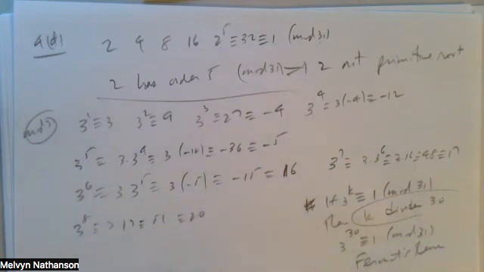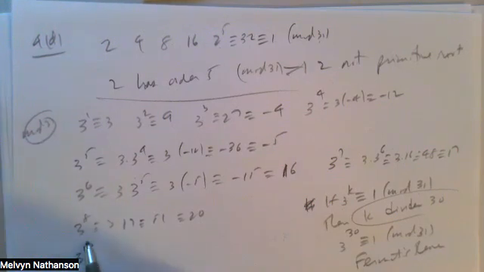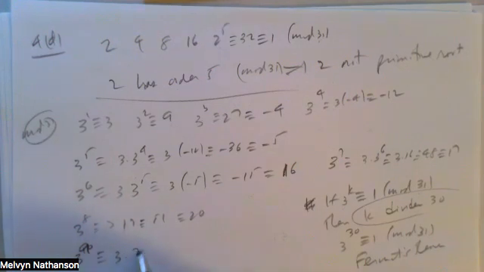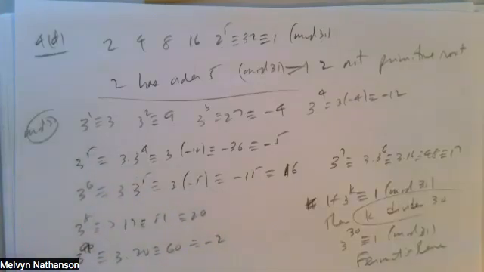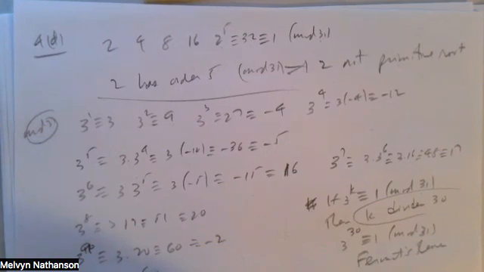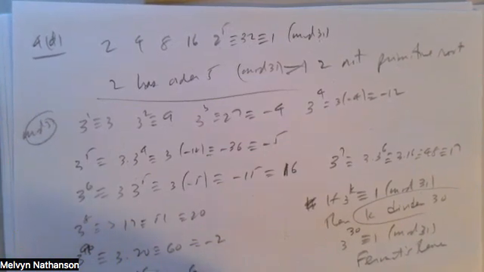So what are the divisors of 30? There are a lot of them: 1, 2, 3, 5, 6, 10, 15. So let's look at what is 3 to the 10th. Well, 3 to the 9th is 3 times 3 to the 8th, which is 3 times 20, is 60, which is minus 2 mod 31. So 3 to the 10th is 3 times minus 2, which is minus 6. We still haven't gotten to 1.